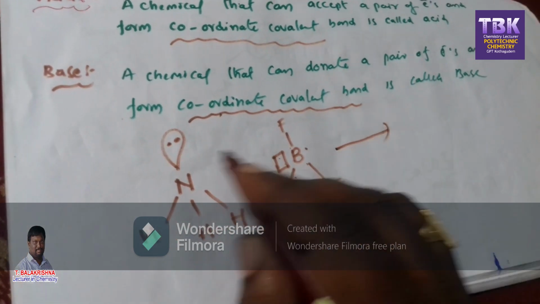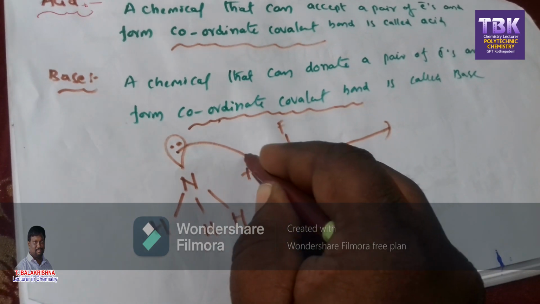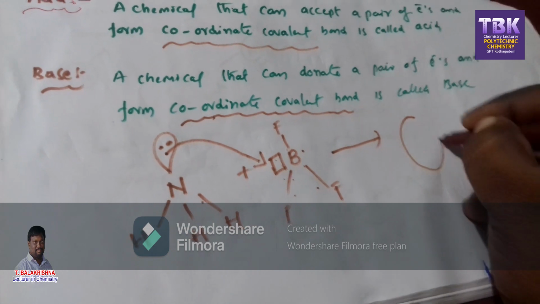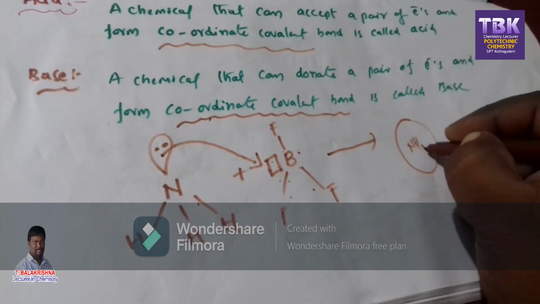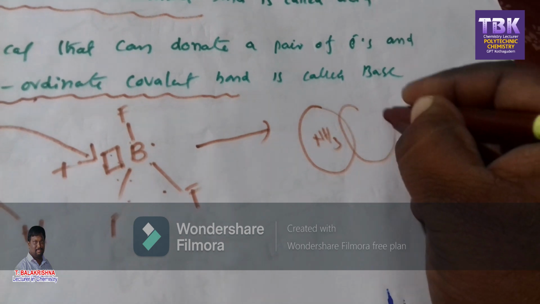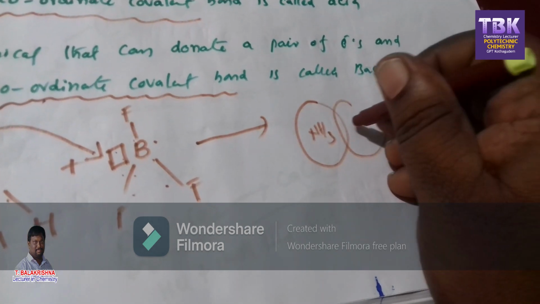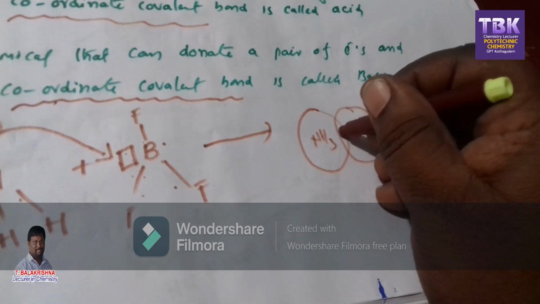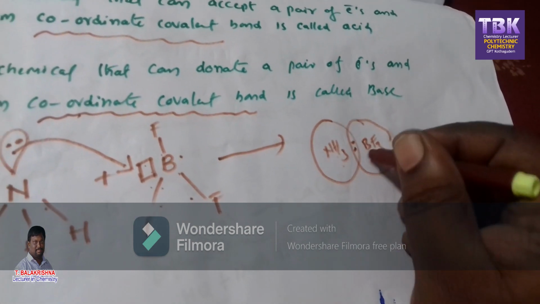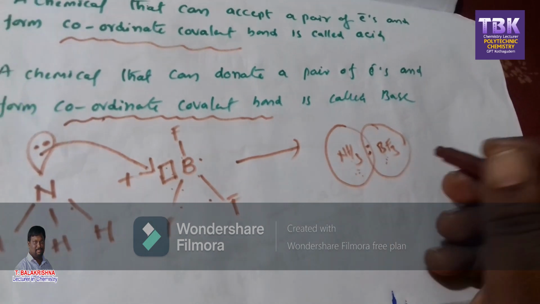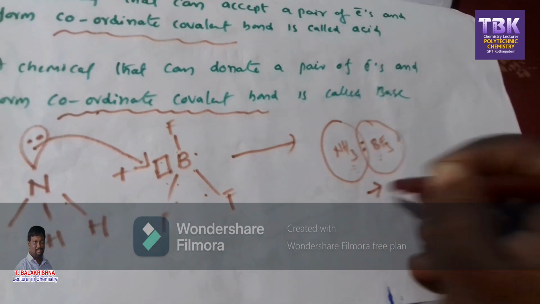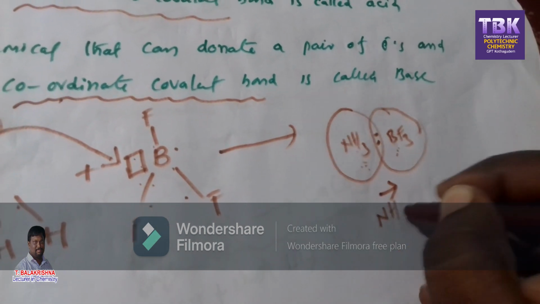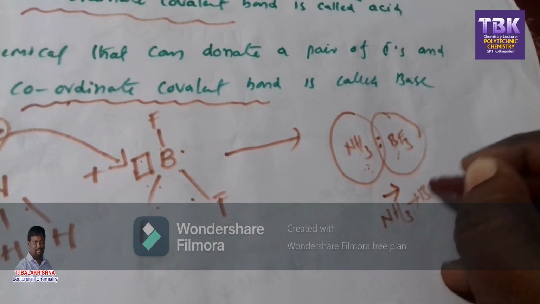So in this case, ammonia contributes the pair of electrons. That pair of electrons is shared by both the molecules. This is ammonia. This is boron trifluoride. The ammonia contributes the pair of electrons, and that pair is shared by both the molecules. This is represented by the arrow mark. This arrow mark is represented from donor to acceptor. This is NH3 arrow BF3.